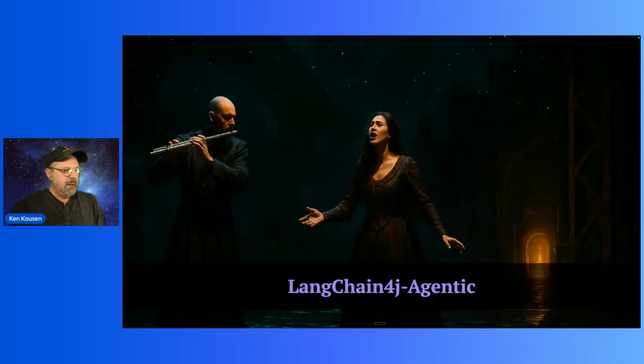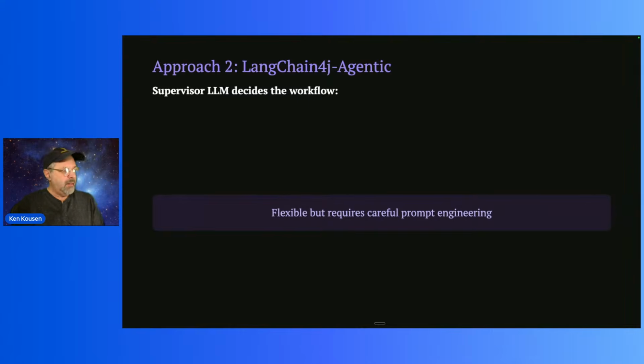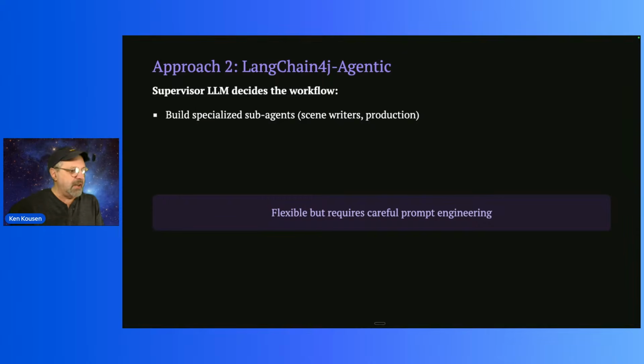Okay, now with LangChain4j agentic, I also tried to put in this supervisor, as I say. So you build specialized sub-agents for the scene writers, and the production agent was the one that did all the wrap-up: generate the images, put together the narration, write everything up, save it all in files, etc. And the supervisor agent knows about the individual sub-agents, and therefore it can decide what it wants to do.